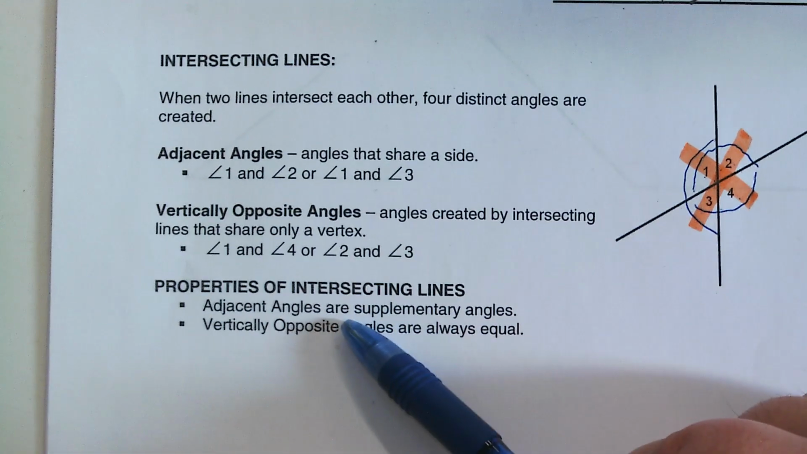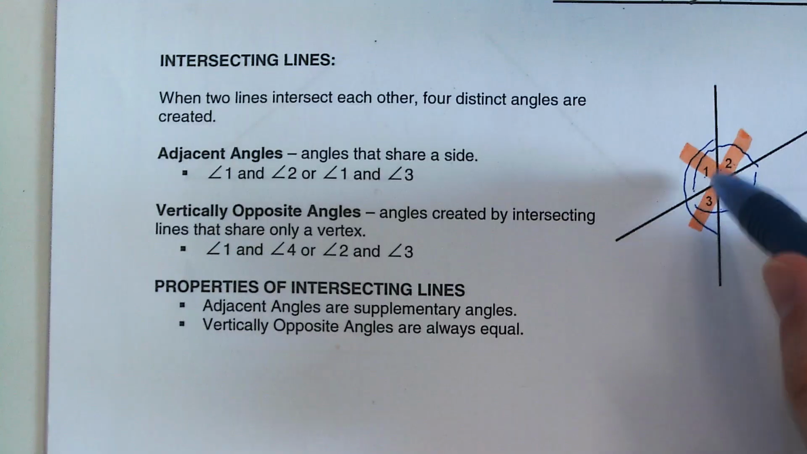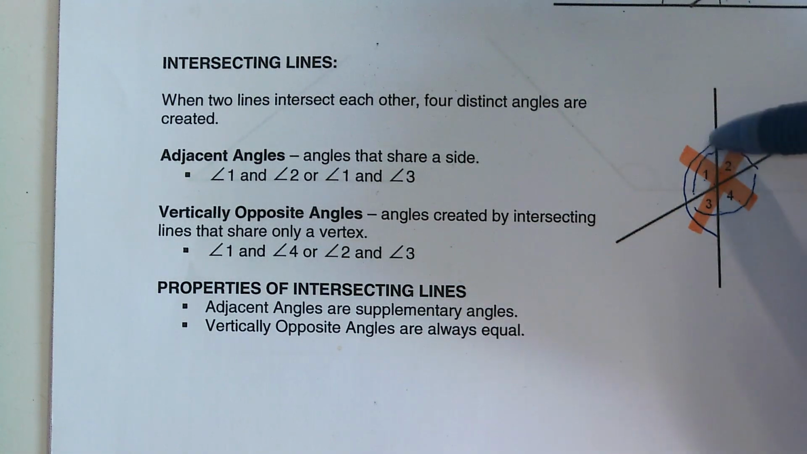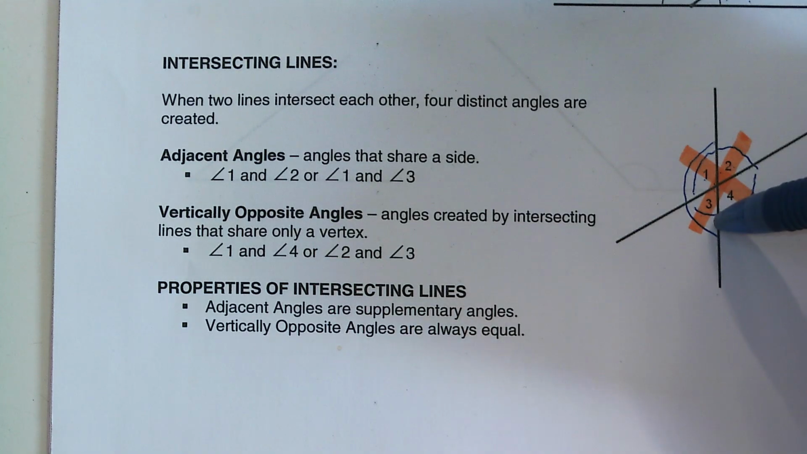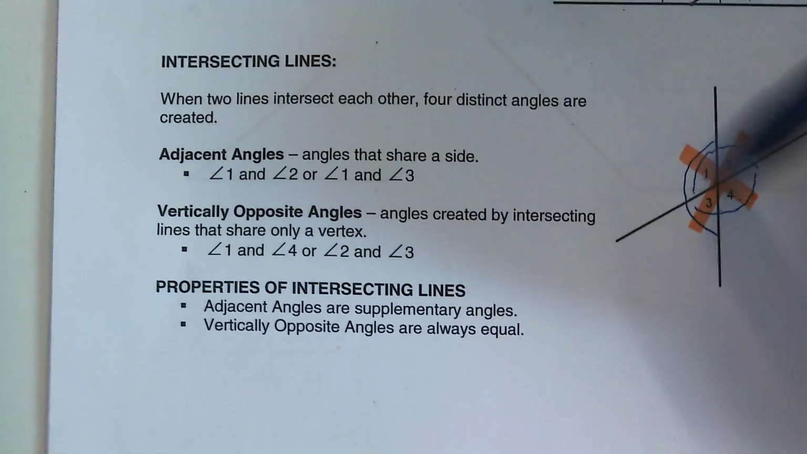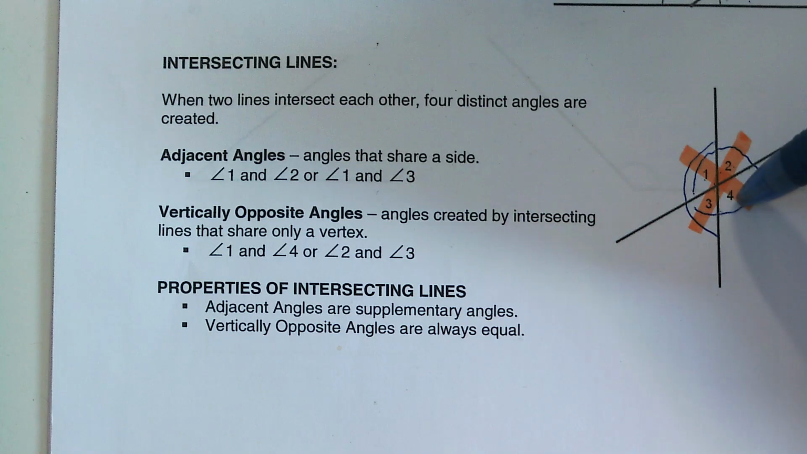Then there's just a couple of other properties here. It says adjacent angles are always supplementary. So 1 and 2, because they're on this straight line, are supplementary and should add up to 180. 1 and 3, they're on this straight line here, so those will add up to 180. Same with 3 and 4, because they're on this line. 2 and 4 are on this line, so they are going to add up to 180. And it also says vertically opposite angles are always equal. So these ones that are across from each other, that are kissing each other, are going to be equal. So 1 is going to be equal to 4, 2 is going to be equal to 3.